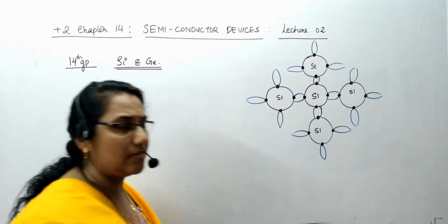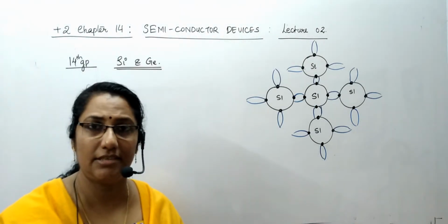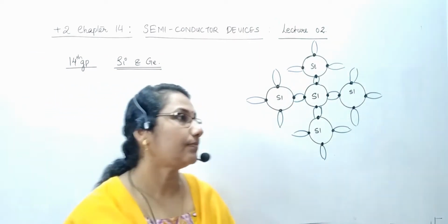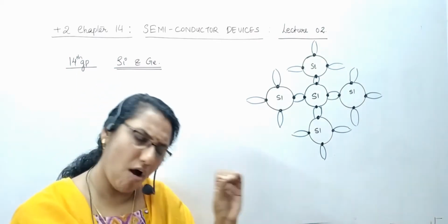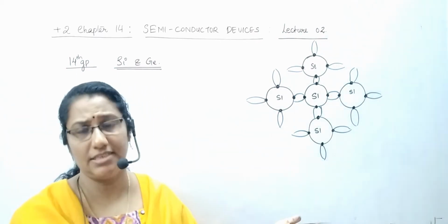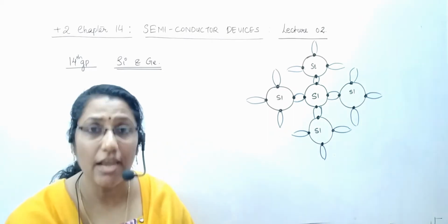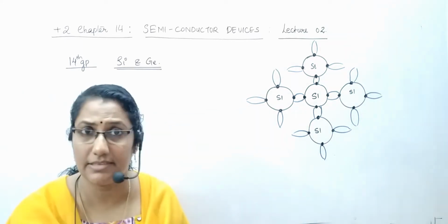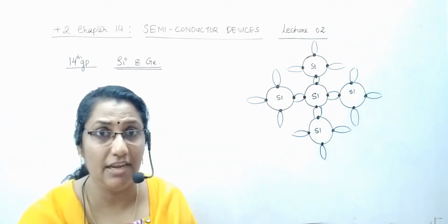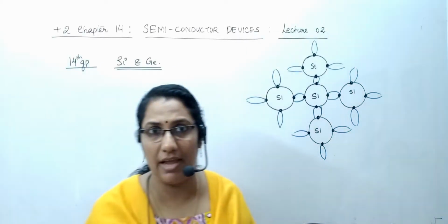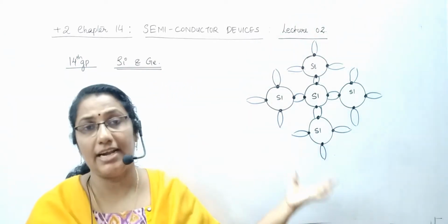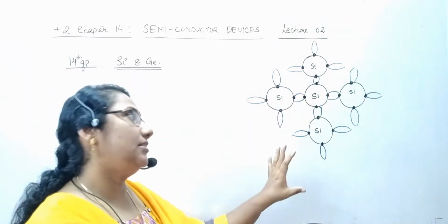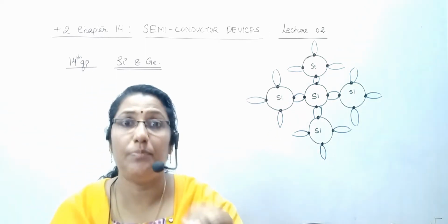So this is the condition of each and every silicon atom at very low temperature, at 0 Kelvin. All the valence shell electrons are present in the valence band and are covalently bonded with electrons in the neighboring atoms. So none of the electrons are free, and no electrons are present in the conduction band. Now our silicon acts as a perfect insulator.